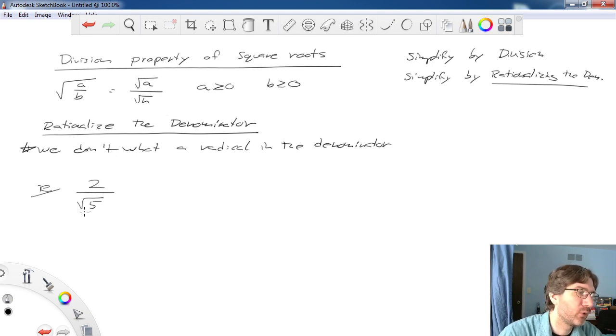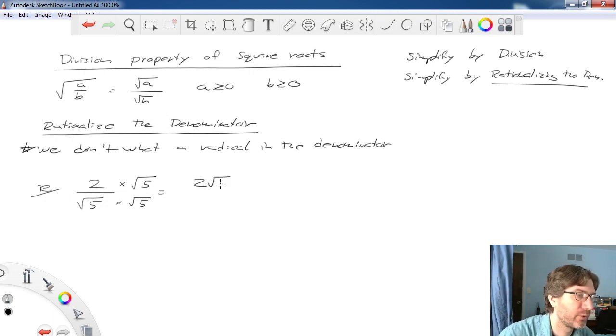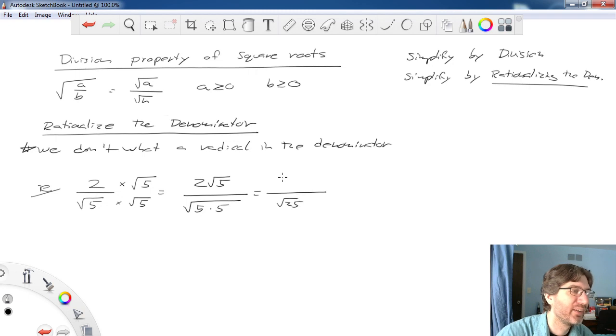In order to do that, you just multiply the top and the bottom by the square root of 5. In doing so, your top is going to be 2 times the square root of 5 because you can't do anything there. And your bottom is going to be the square root of 5 times 5, which again, I'm doing this the long way. If you want to realize this is going to be the square root of 25. And then you can actually solve the square root of 25, and this would be 2 over 5.